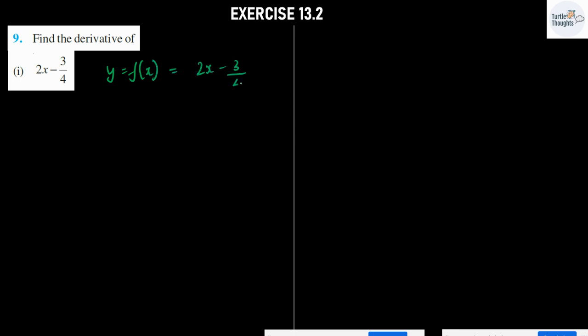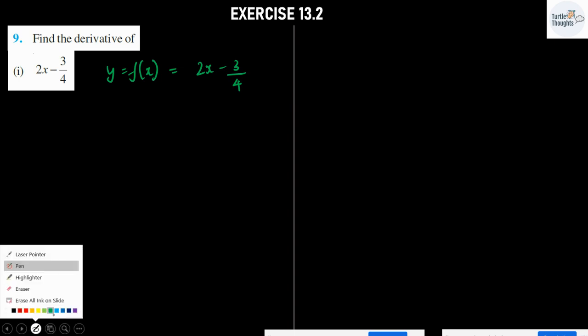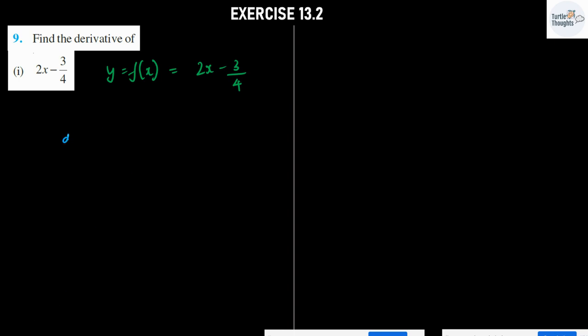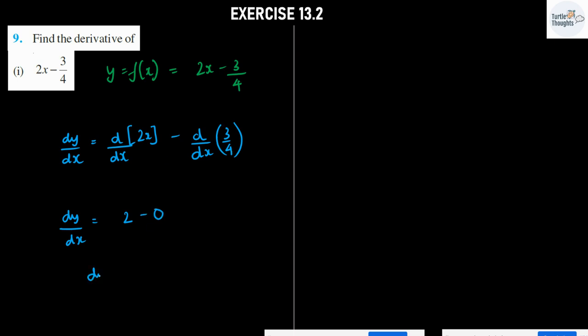2x minus 3 over 4. Finding out the value of dy by dx, I can write dy by dx of 2x minus 3 over 4 as the differential of 2x first minus the differential of 3 over 4. The differential of 2x is going to be just 2. The differential of 3 over 4, since it is a constant, is going to be equal to 0. I can write the differential of y with respect to x is going to be equal to 2, this will be the answer.